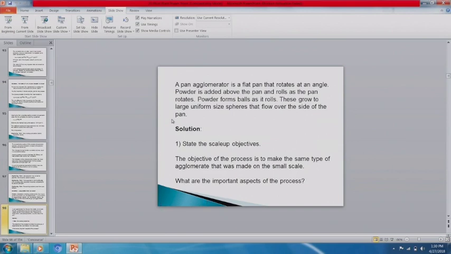So let's ask ourselves, what are the objectives? The objective is to make agglomerates, basically. On scale up, you want to make the same size of agglomerates. Now, agglomerates, you may have seen them in fertilizer. Pellets are agglomerates. You see oftentimes agglomerates in cooking as well.